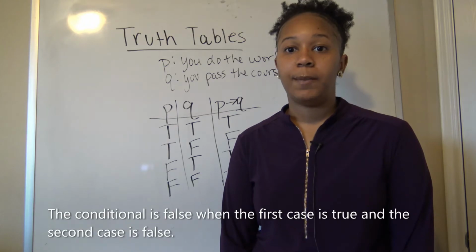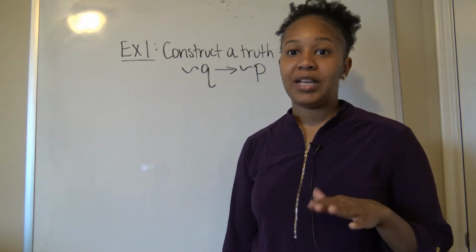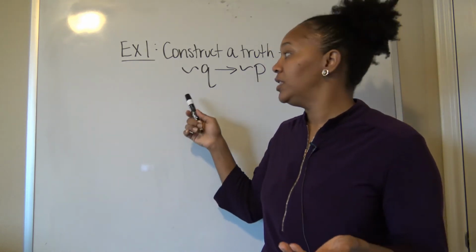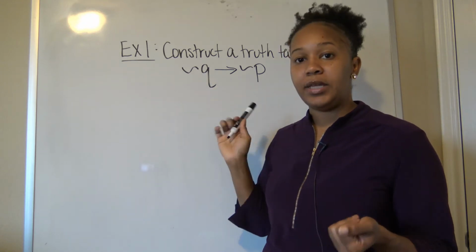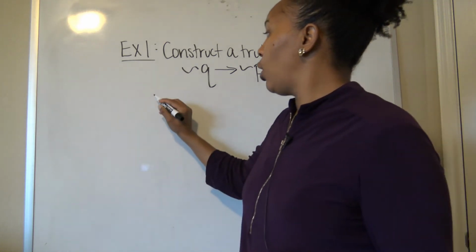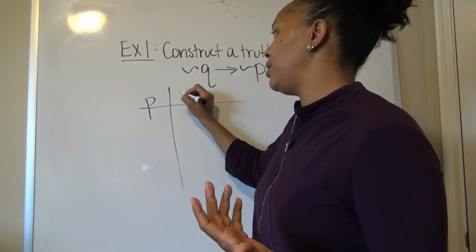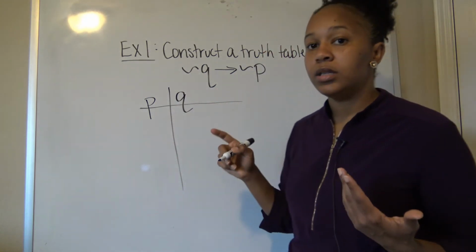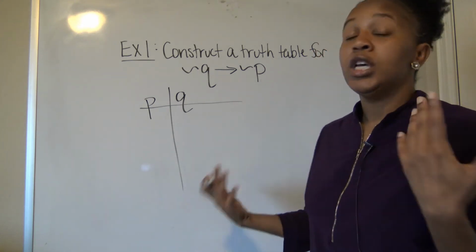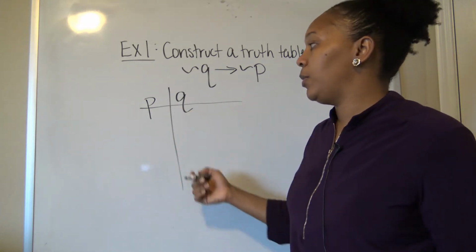All right, let's look at an example. For this first example, we want to construct a truth table for not Q implies not P. Now remember that arrow, which can be read as implies, is an if-then statement. So this says if not Q, then not P. So we want to construct a truth table for this statement, and we're going to start with our simple statements, which are P and Q. And it's just habit of putting P first. There's nothing that stops you from putting Q first, so you actually could do that, but just out of habit, we normally put P first.